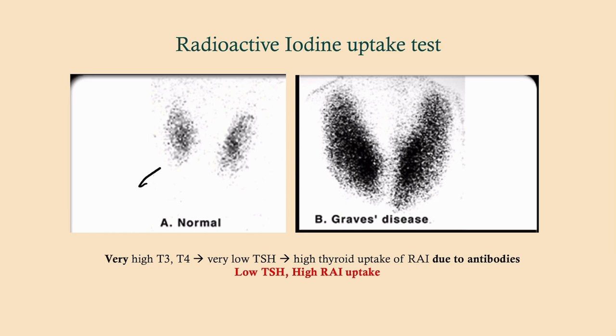So this is normal here on the left, and what you see here on the right is an enhanced uptake of iodine because the thyroid is overactive. And so that is what we see in Graves' disease.